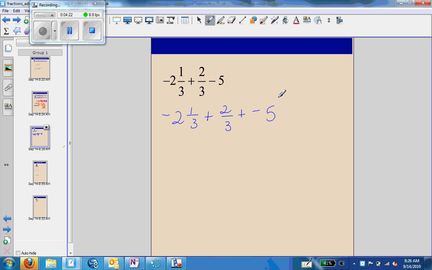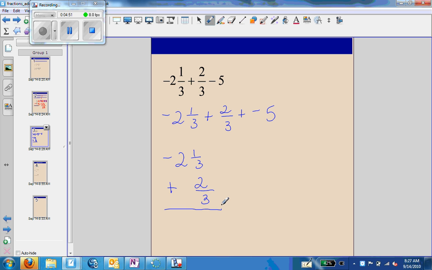If we had multiplication or division mixed in here, then it would matter. We'd have to work left to right doing multiplication and division first. But since it's all addition, it really doesn't matter what order you add things in. I'm going to go ahead and work left to right because that's what a lot of you will do. You have to add just 2 at a time. So I'm going to start with adding negative 2 1/3 plus 2/3.